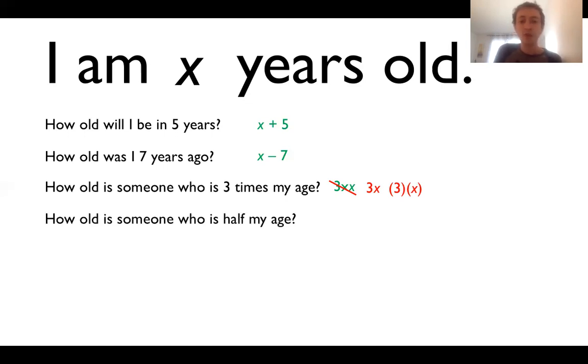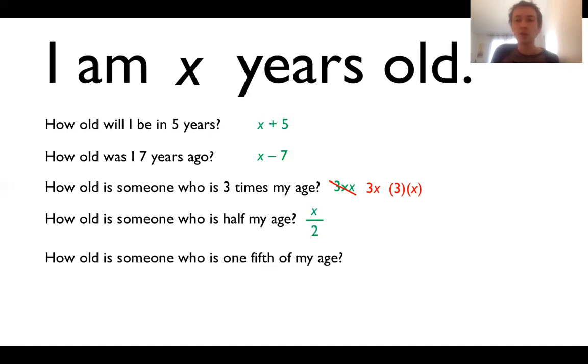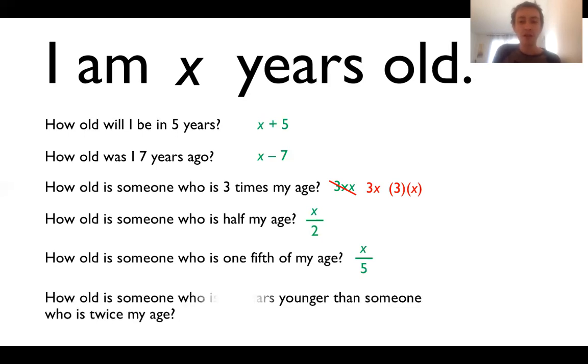How old is somebody who is half my age? Well, they would be x over 2. How old is somebody who's 1/5 my age? They would be x over 5. And a little bit of a complicated one here, but we can still do it. How old is somebody who is 35 years younger than someone who is twice my age? Well, twice my age is 2x, and then 35 years younger would be minus 35.